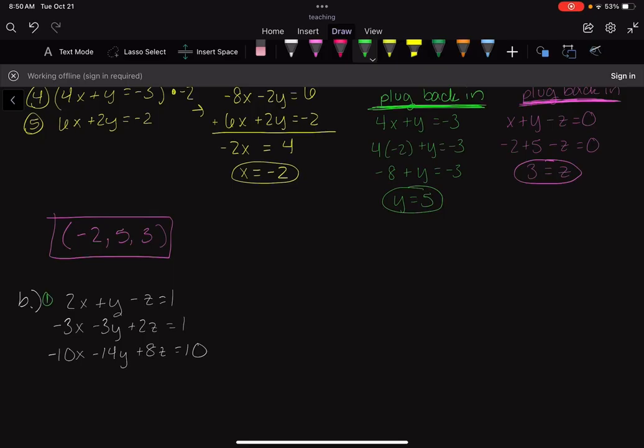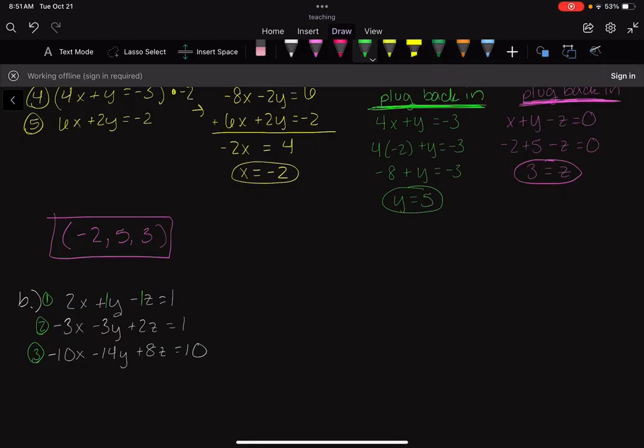I like to always label my equations first. So you can think which ones you think look easiest to work with. I would say if you ever notice that one of your variables is by itself, like it has a 1 in front of it, you might want to deal with that one the most because you can multiply that by anything to cancel them out.